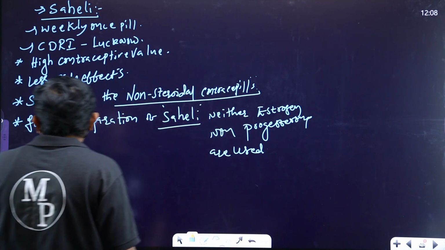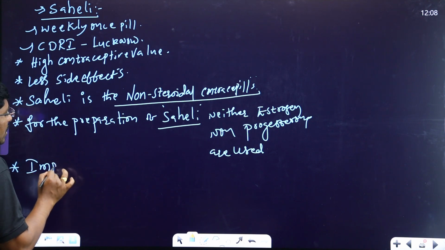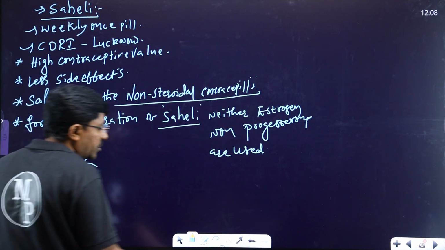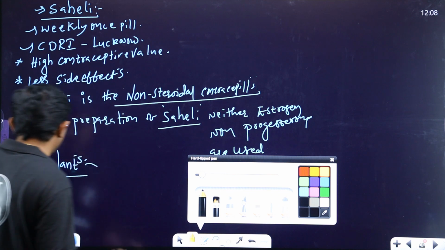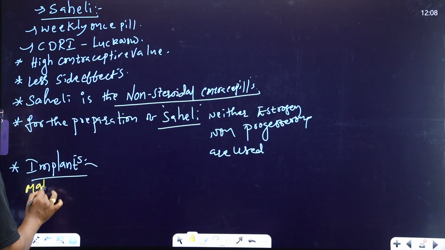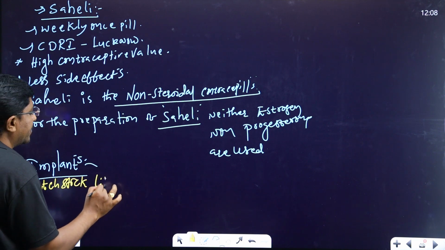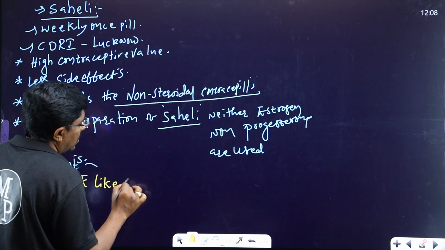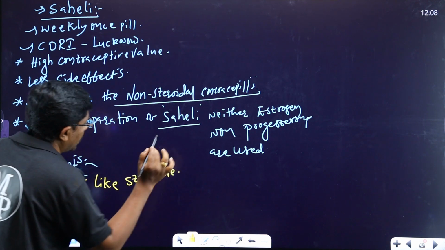Okay, and after that we'll discuss the implants. These implants are like matchstick-like structures.